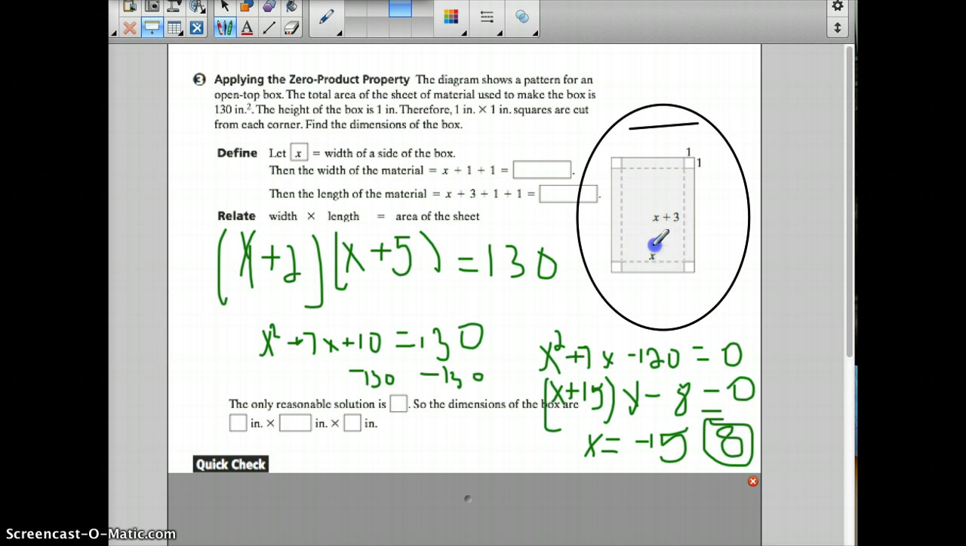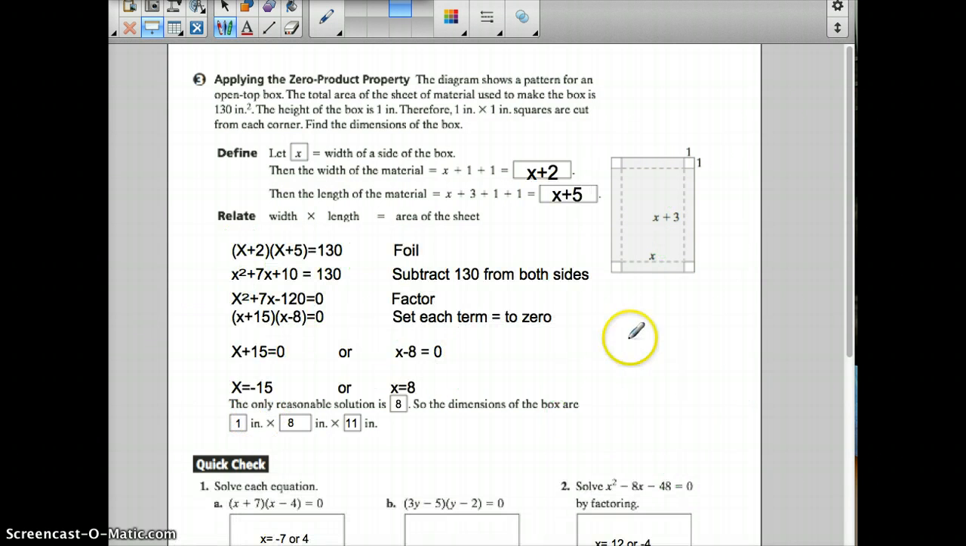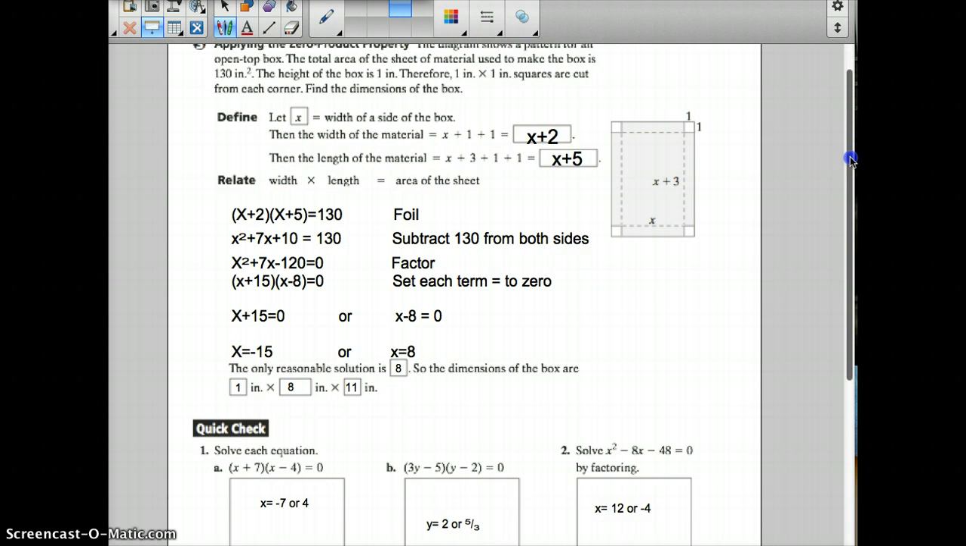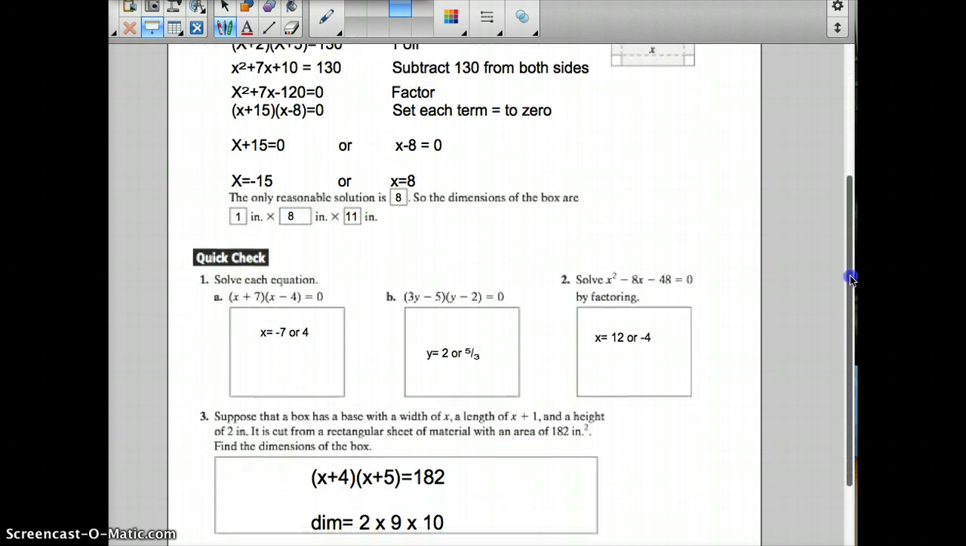So that means 8 is here. 8 plus 3 is 11. That's going to be the total dimensions of our box. And then the height is obviously 1. Here is the answer typed up for you. We can see that our box then is 8 is our only reasonable solution, not the negative 15, and then we've got a 1 by 8 by 11. When you're ready, go ahead and do the quick checks and restart this to check your work.